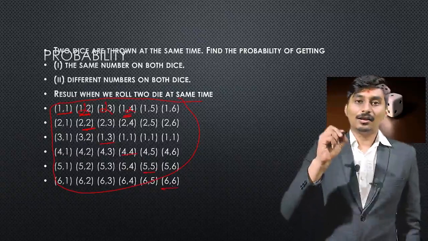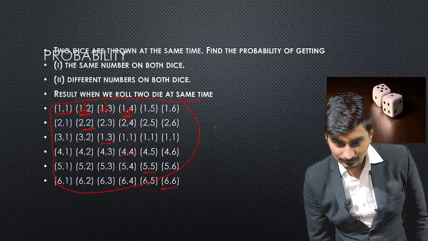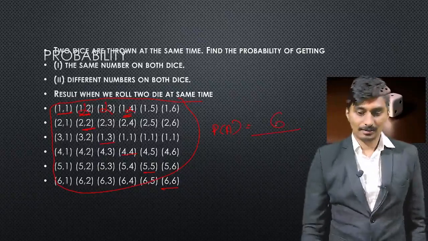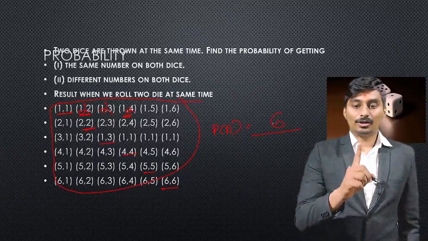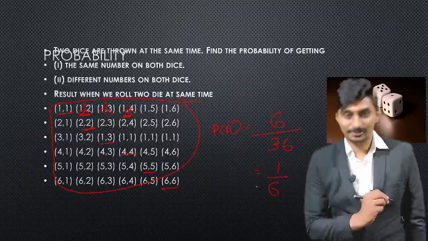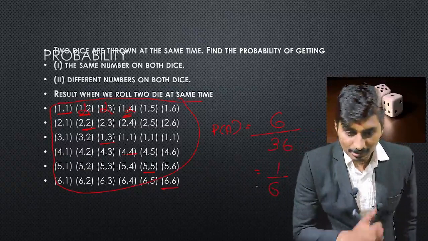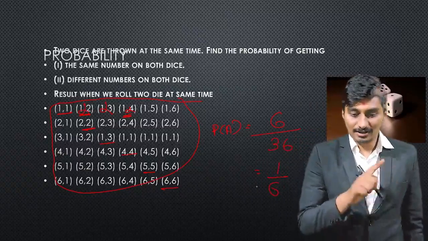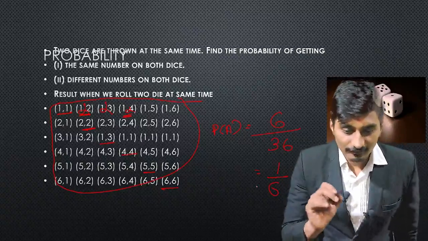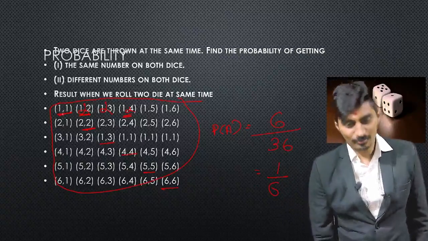That means the favorable outcomes are 1, 2, 3, 4, 5, 6. So P(A) is the total favorable outcomes, 6, over the total number of outcomes, 36, which is 1 by 6. Understood? The second question is a different number on both dice when we roll two dice at the same time. This is a different number; this one is the same number.